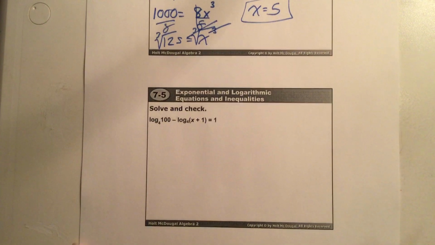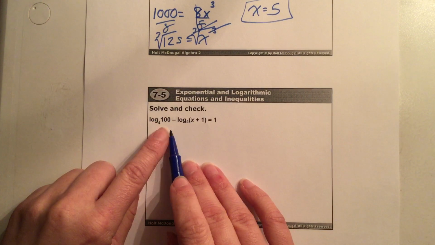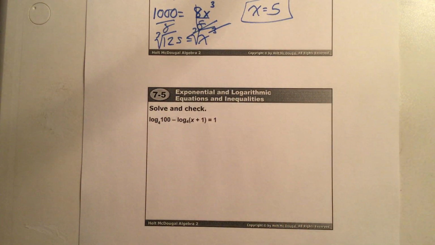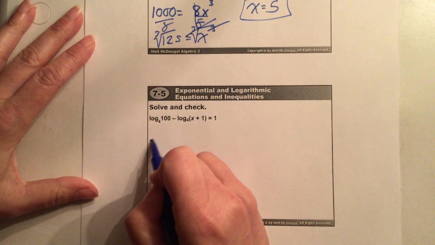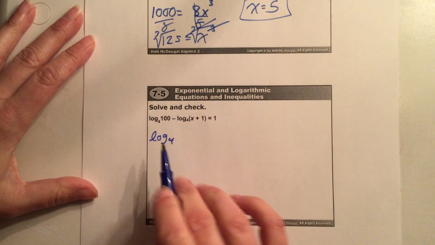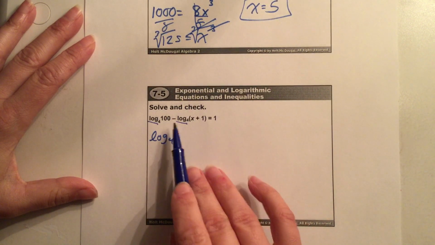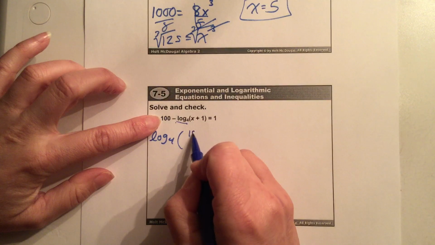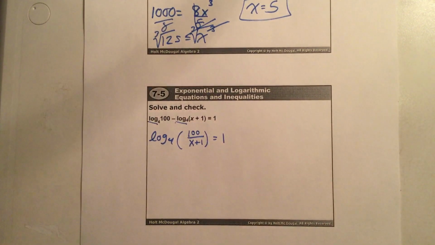Hey guys, again, they gave you logs, more than one on one side, so you have to condense them. When you're doing logarithmic equations, you want one log per side only. So I can rewrite this as 1 log base 4, because this is a log base 4, this is a log base 4. Subtraction goes with division. So this is 100 divided by x plus 1.